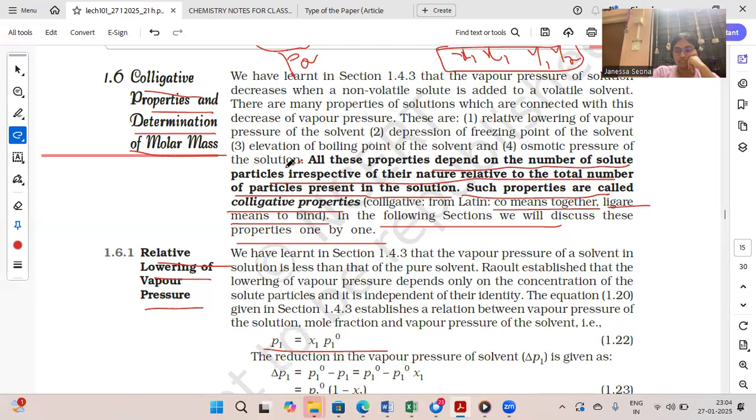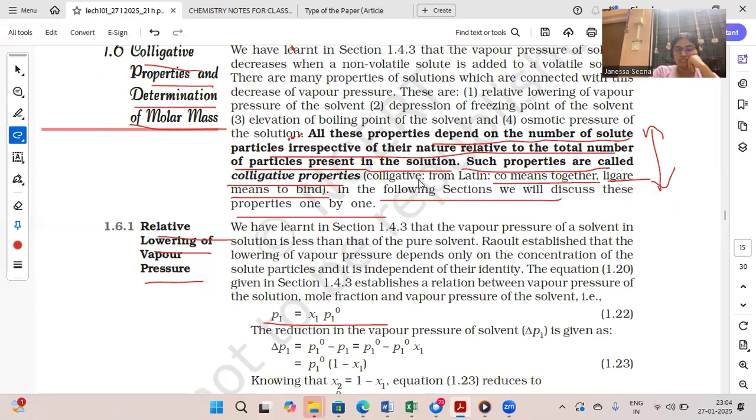Can you please read what is present in the bold here, Janissa? All these properties are dependent on the number of solute particles and not on the nature of the solute particles, irrespective of their nature, relative to the total number of particles present in the solution. Yes. Such properties are called colligative properties.